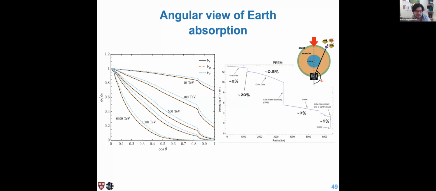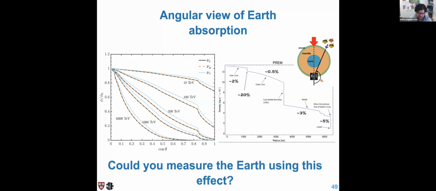And then you can also see in the field on the left that there are certain features here, like around cos theta of more or less 0.85, 0.84. You see this kink. That kink corresponds to the mantle-core transition. And you can see other features here. Those are just going to correspond to different parts of the Earth, which I show you here on the right. So this is the preliminary Earth density model, which has different Earth layers, and it shows you more or less the errors on those, in the percent ranges.